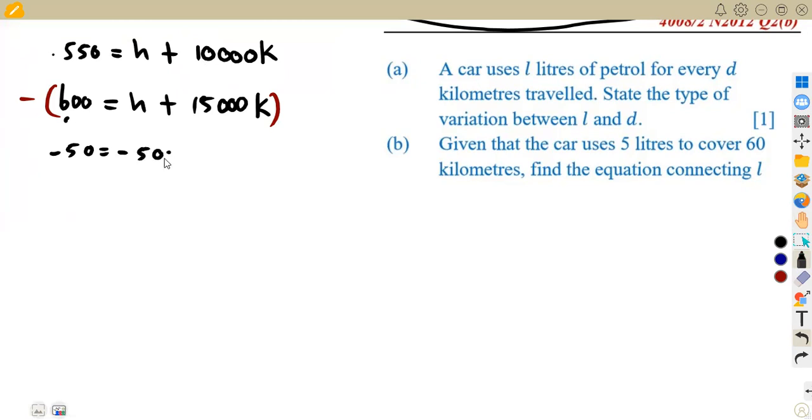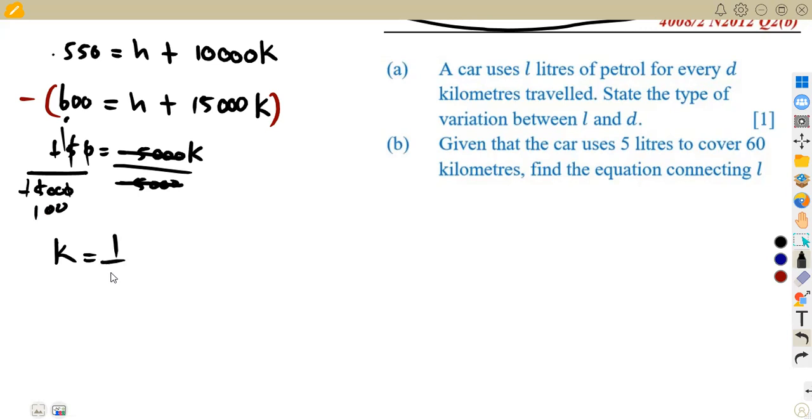So this is going to be minus 5,000 K. To find K, we can divide by negative 5,000 on both sides. So here we're going to cancel. K is going to be, negative over negative cancels, 1 over 100. Or just use your calculator, which as a decimal is going to be 0.01 if you want to use a decimal.